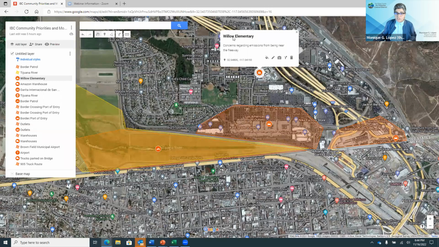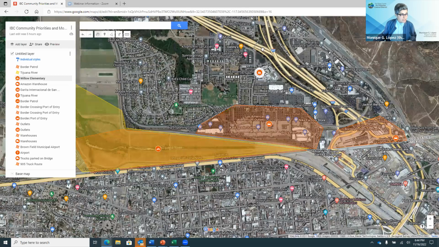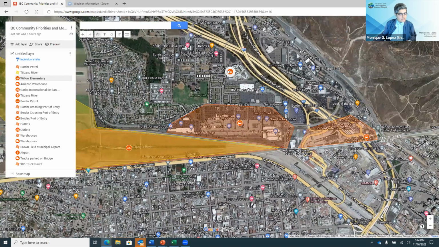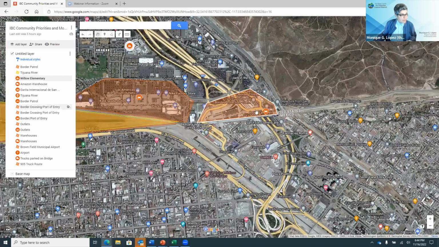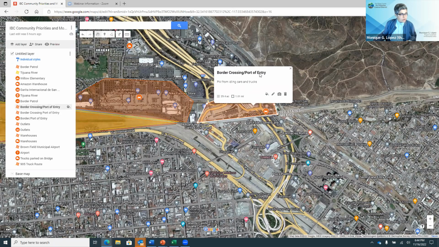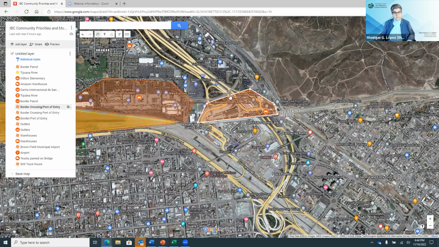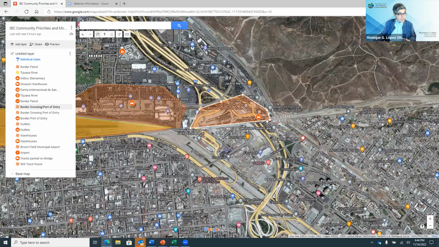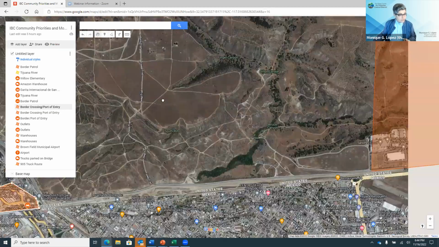Folks brought up Willow Elementary and concerns around Willow Elementary. You could see all these freeway lanes right here, right up against the elementary school, and folks having concerns. Also heard about the border crossing, port of entry, particulate matter, right? Those things that get in your lungs and in your bloodstream that cause health impacts from idling trucks and cars being a concern. So I'll go over here towards Otay.